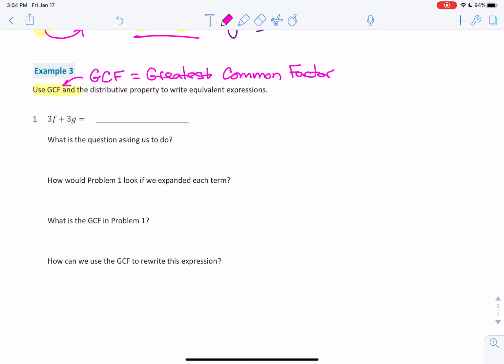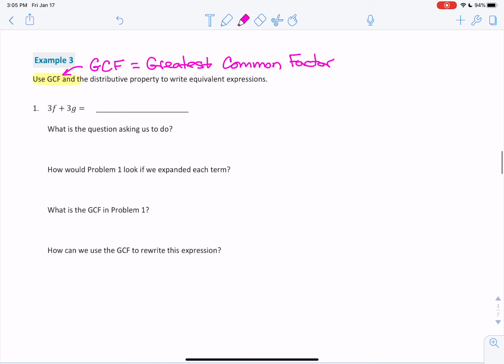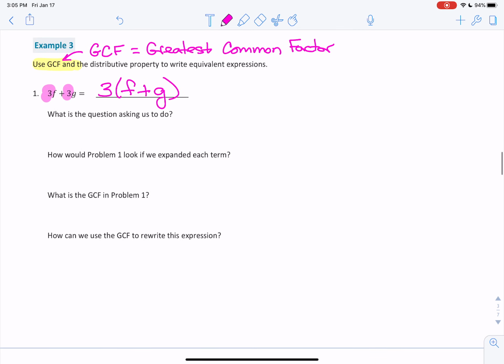So in the case of 3F plus 3G, we notice that we have 3 times F and 3 times G. Now, F and G are different variables. We know they can't combine. They don't have anything in common. They're not like terms. But they both have a 3 in front of it. So 3 would be the greatest common factor. So we could factor out that 3, and it would be F plus G in the middle. Okay? What is the greatest common factor for problem 1? 3. Okay?